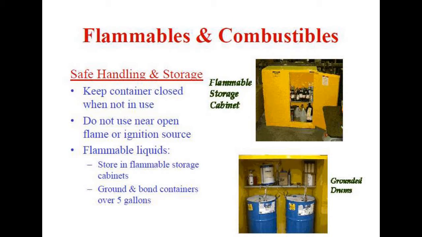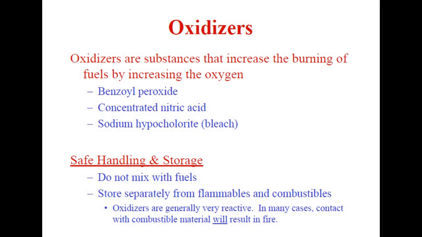And how to handle flammable and combustible materials? Safe handling and storage. If you look at the flammable storage cabinet here, the best handling of flammable combustibles is to keep the container closed when it is not in use, and not use it near open flame or an ignition source. Flammable liquids are to be stored in flammable storage cabinets, and containers over 5 gallons should be grounded and bonded. Oxidizers.